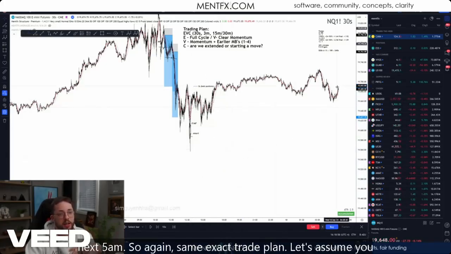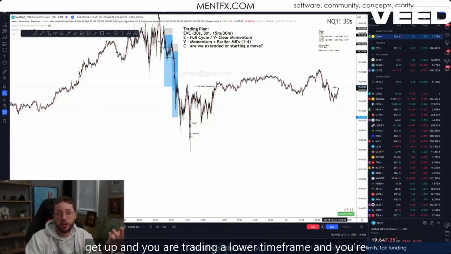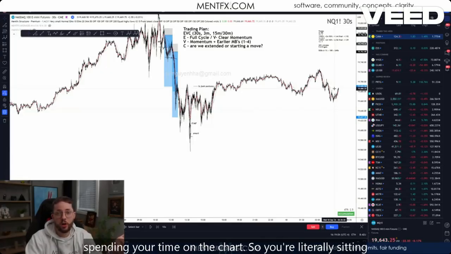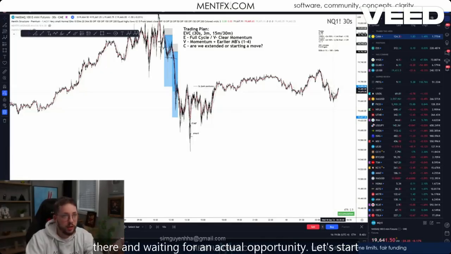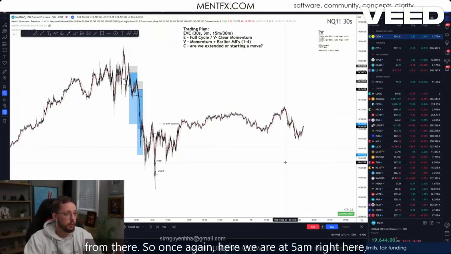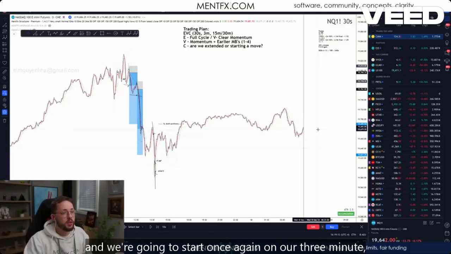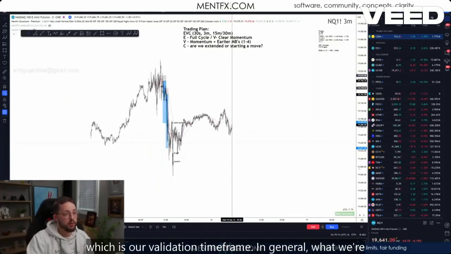And now we're approaching the next 5 a.m. So again, same exact trade plan. Let's assume you get up and you are trading a lower time frame and you're spending your time on the chart. So you're literally sitting there and waiting for an actual opportunity. Let's start from there. So once again, here we are at 5 a.m. right here. And we're going to start once again on our 3-minute, which is our validation time frame.